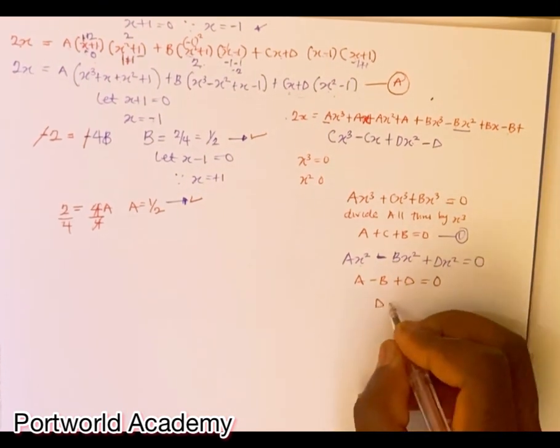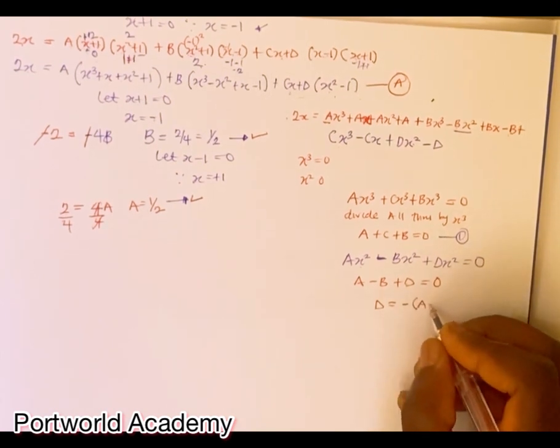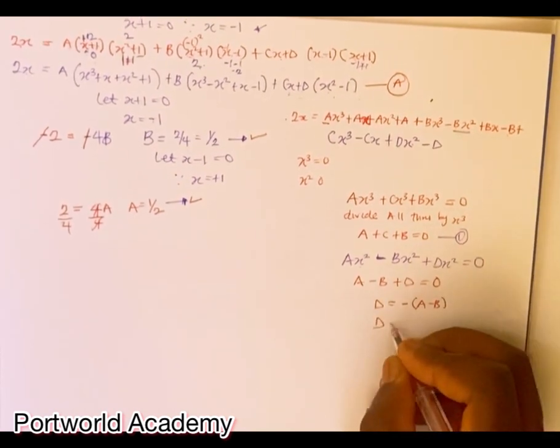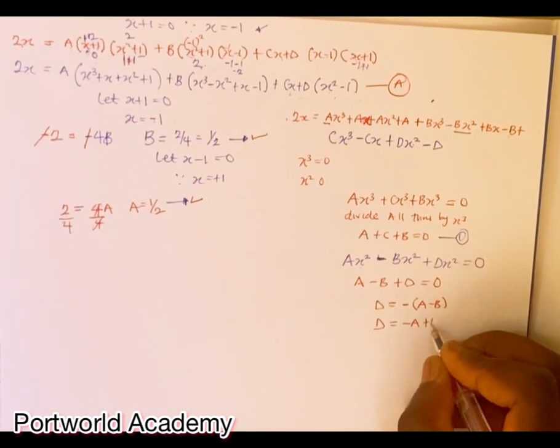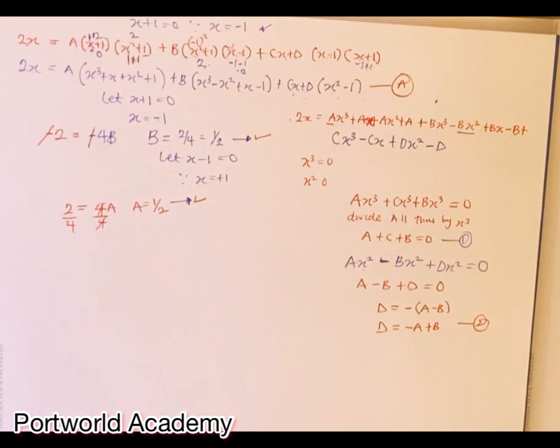So therefore my d equals what? Let's bring everything to this side. I'm going to have minus, in the bracket, a minus b. So I'm going to have my d equal to minus a plus b. That's another equation, equation 2. So these two equations are what I'm going to be using now.